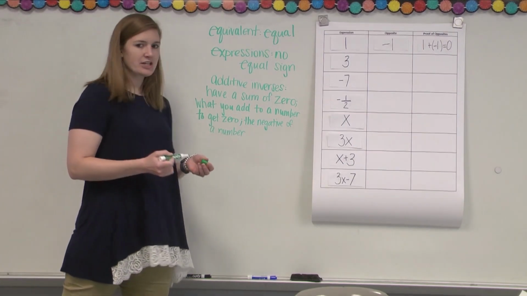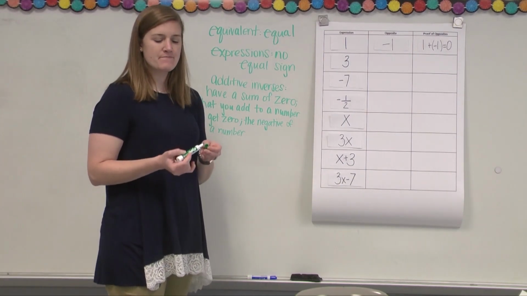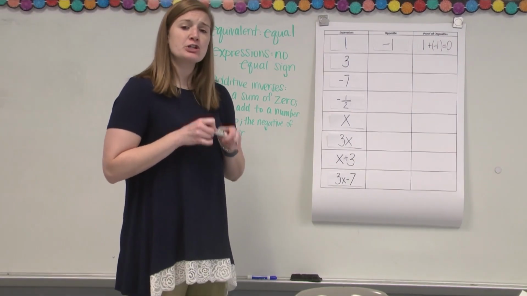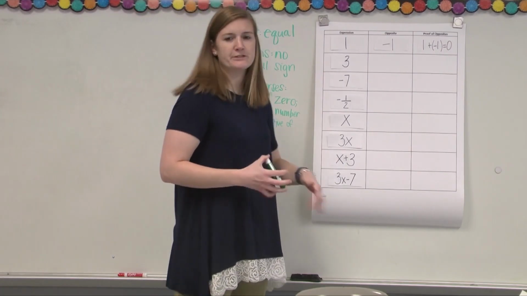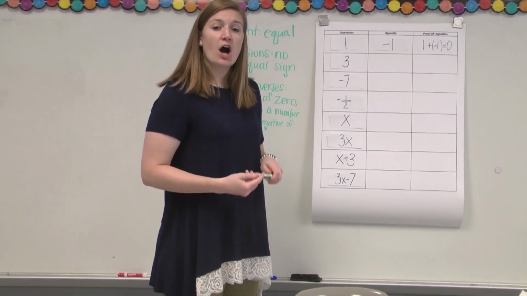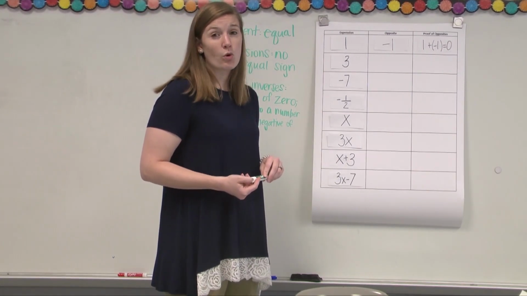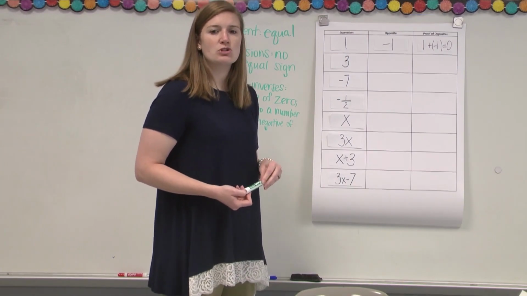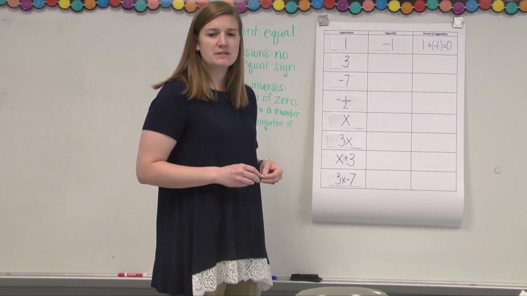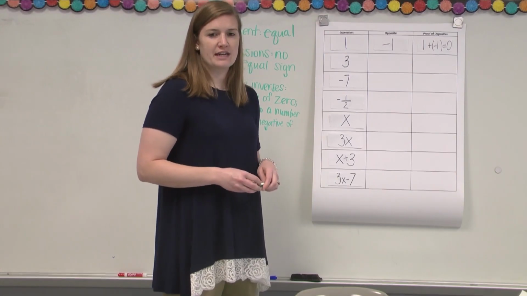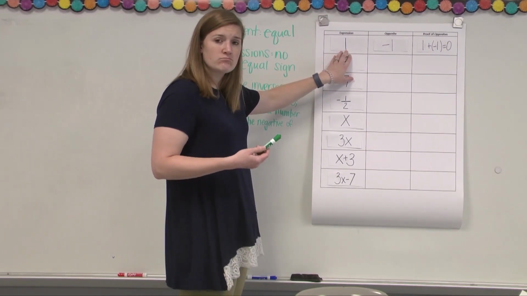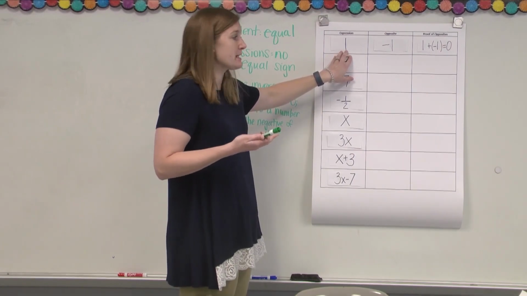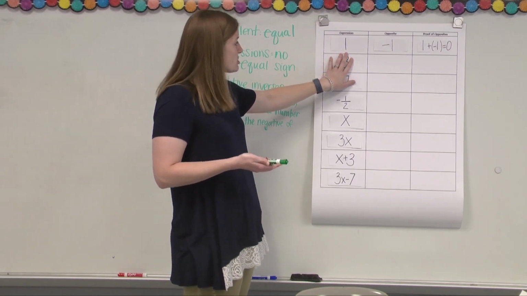All right, so hopefully you've had a chance to copy some of that down and think about it a little bit. What I'd like for you to do is to fill in the center column of the table, the table's referenced here, with the opposite of the given number or expression. Then I want you to show the proof that they are opposites, and we're going to do the first one together. So for the first one, my expression is 1. Doesn't really look like an expression, but it is because it doesn't have an equal sign. So my expression is 1.